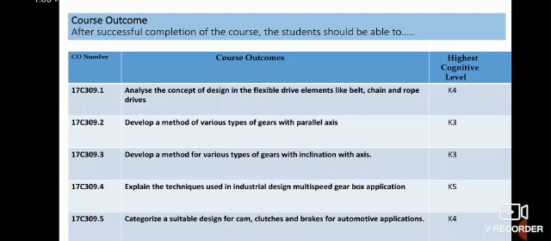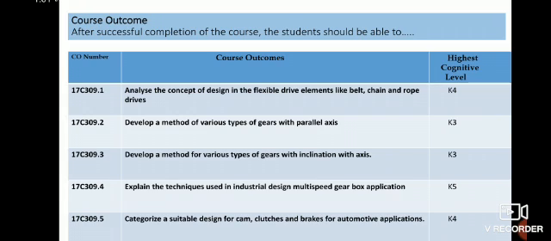After successful completion of the course, the students should be able to analyze the concept of design in the flexible drive elements like belt, chain and rope drives. The students should be able to develop a method of various types of gears with parallel axis. The students should be able to develop a method of various types of gears with inclination with the axis.